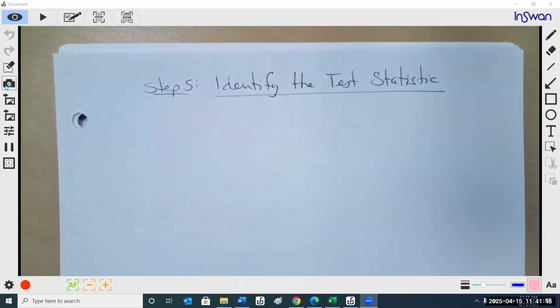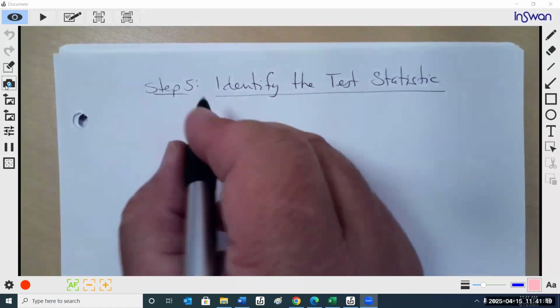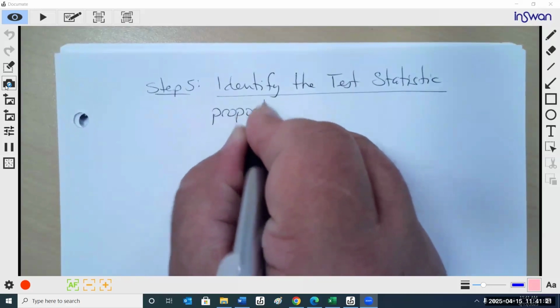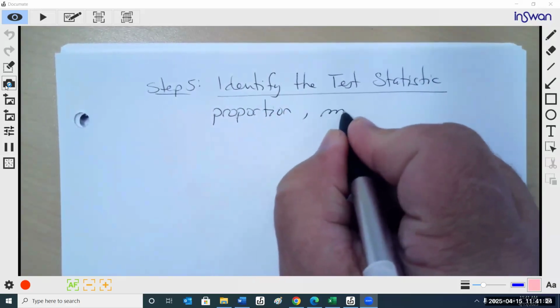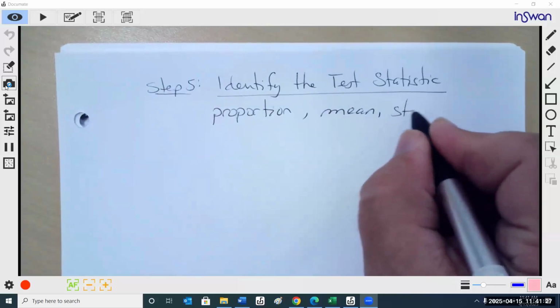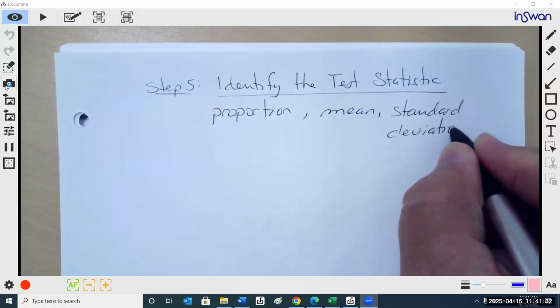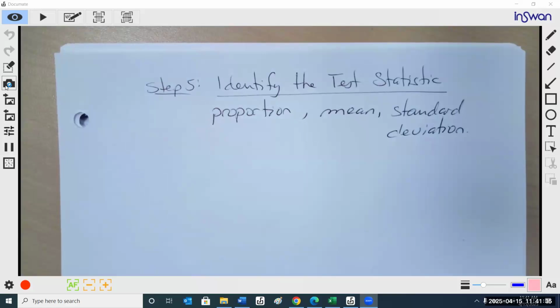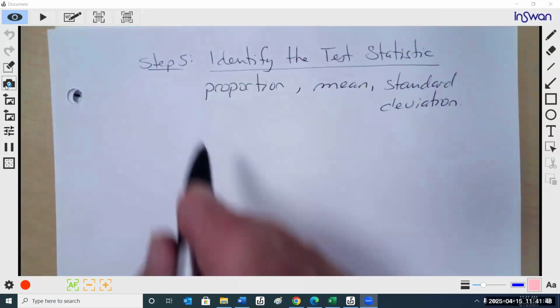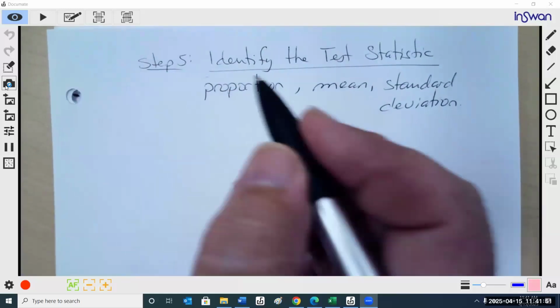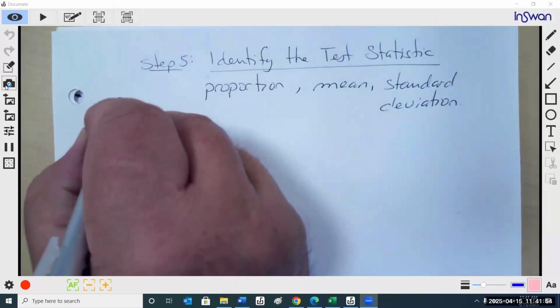Now, what are your options? What test statistics can you choose from? Proportion, mean, standard deviation. Well, these are your parameters that you can choose from.